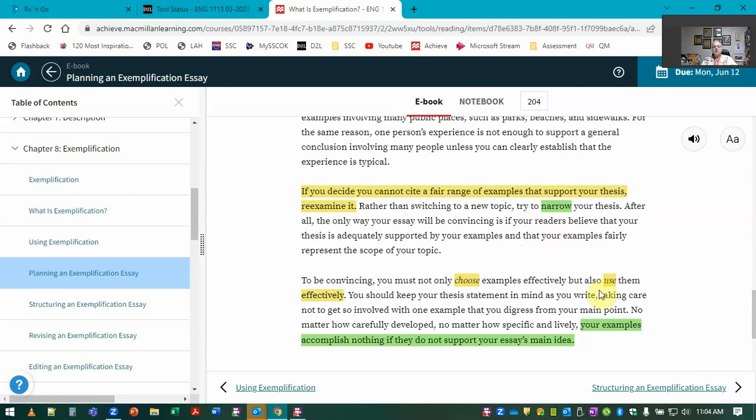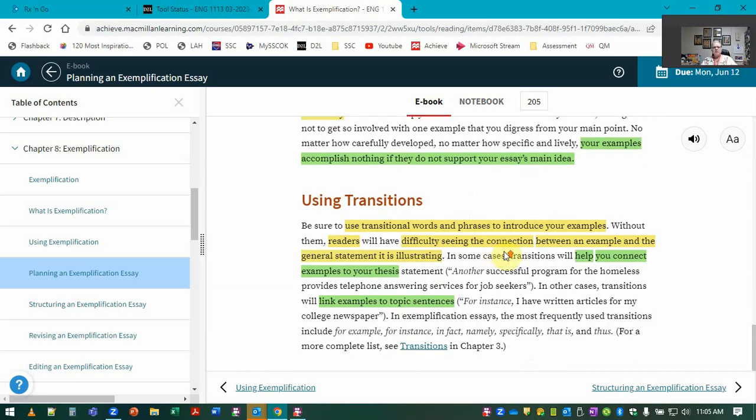So choose examples effectively, but also use them effectively, right? They accomplish nothing if they do not support your essay's main point. So that means basically, make sure the example actually is the example of what you say it's going to be. That sounds like, well, duh, but you'd be surprised at how many times I'm reading a paper and they set up a point, but the example they give me doesn't really match what they say they're supposed to be telling me, right? So again, make sure that you are being very clear and that everything matches well.